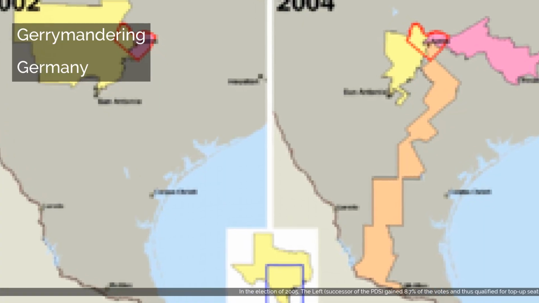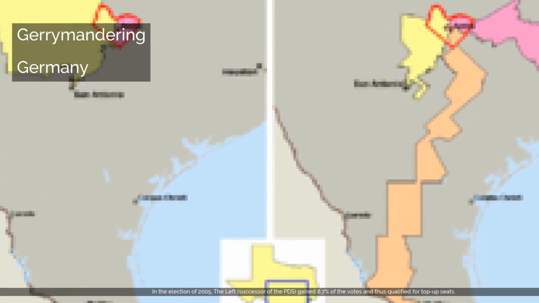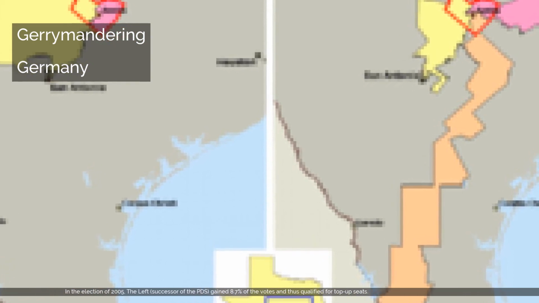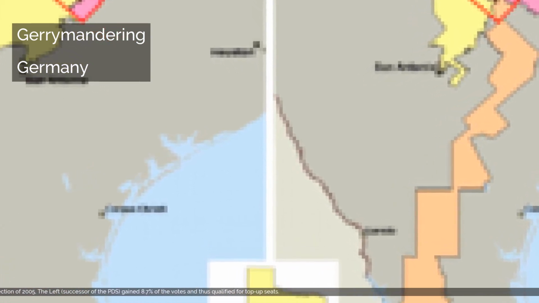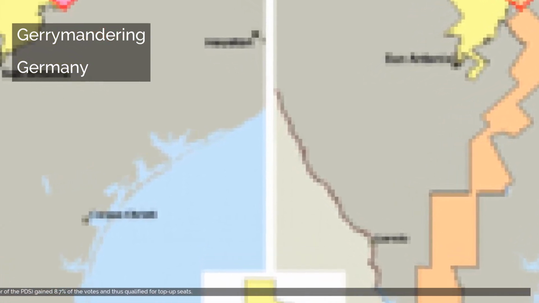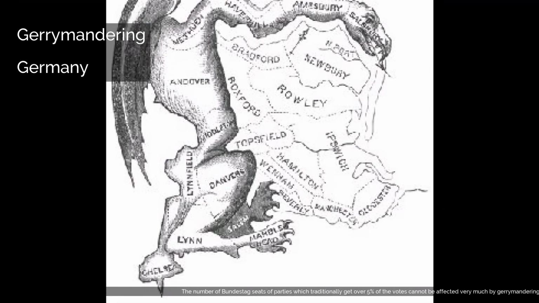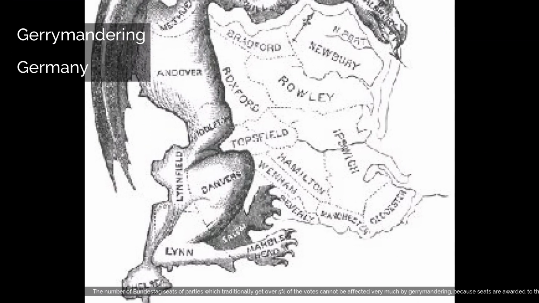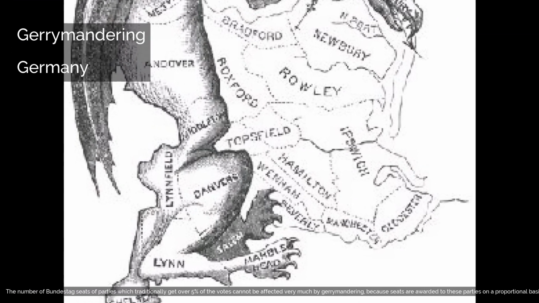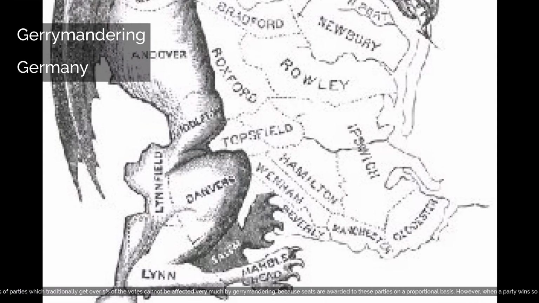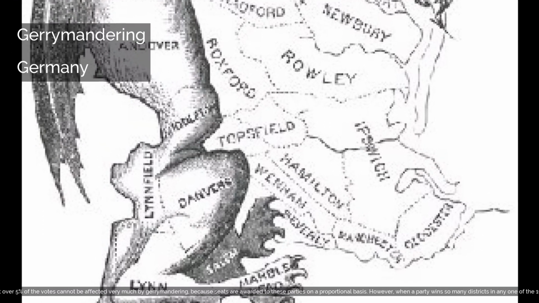In the election of 2005, the Left, successor of the PDS, gained 8.7% of the votes and thus qualified for top-up seats. The number of Bundestag seats of parties which traditionally get over 5% of the votes cannot be affected very much by gerrymandering, because seats are awarded to these parties on a proportional basis.